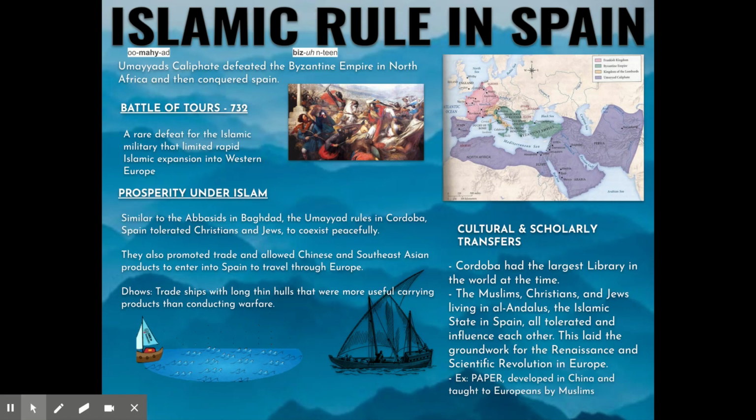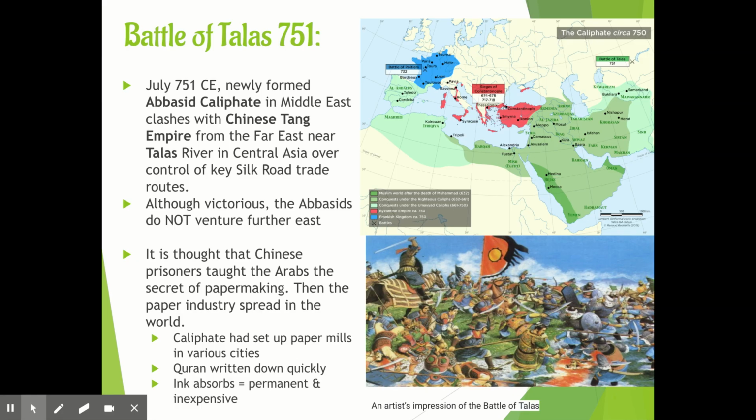Cordoba, the main city in Spain, is going to become a massive center of learning and trade, and this is where the scientific revolution and the Renaissance are going to have their groundwork in this particular area here. Under Islam, the Umayyad rule is going to be very prosperous and continue to trade throughout the Mediterranean Sea while remaining separate from the Abbasid dynasty.